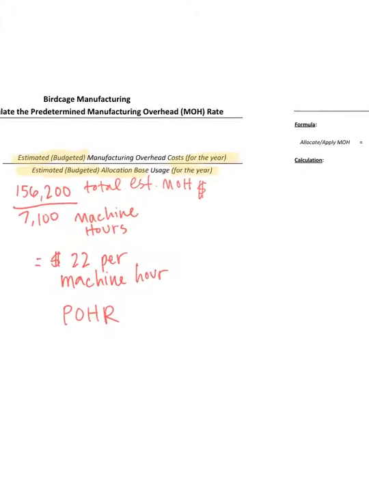Now we'll move on to step two, allocating overhead to jobs. So here we have the formula for how to allocate overhead. We take the predetermined overhead rate, which we calculated in step one, and we're going to multiply it by the actual use of the allocation base for the period. In step one, we already calculated the predetermined overhead rate to be $22 per machine hour. So I'm going to go ahead and input that for the first part of our calculation.